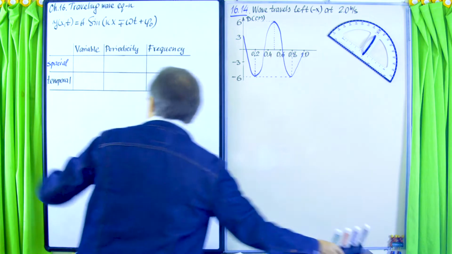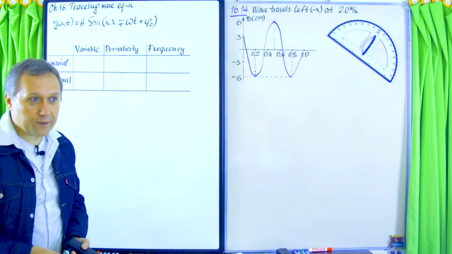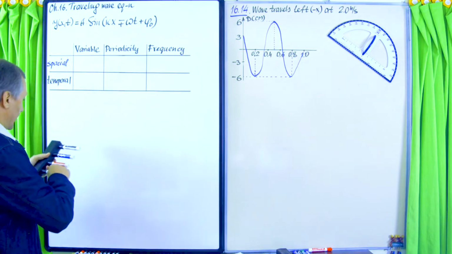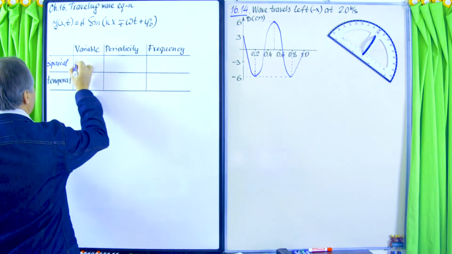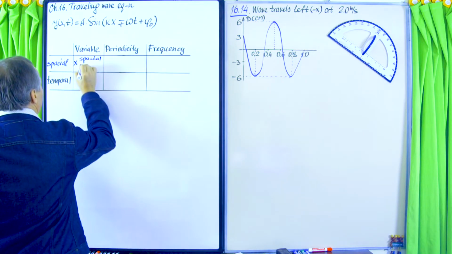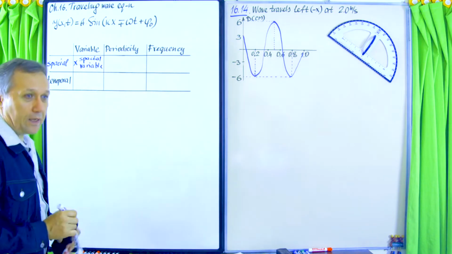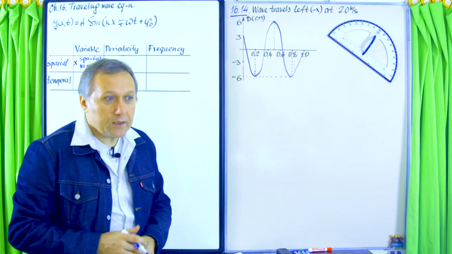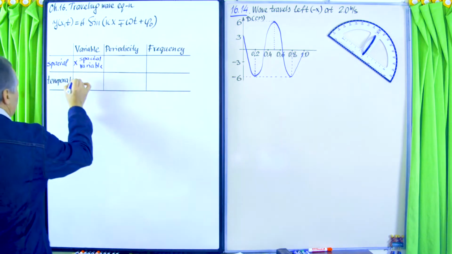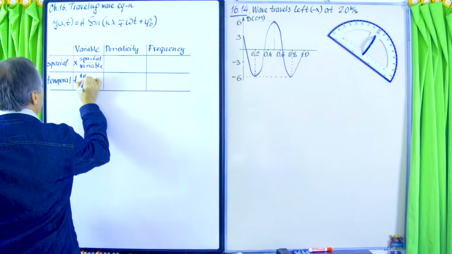So let me first call x a spatial variable. So here I can write, x is a spatial variable, and t, time, is a temporal variable. Okay, I will use blue everywhere. It's a temporal variable.